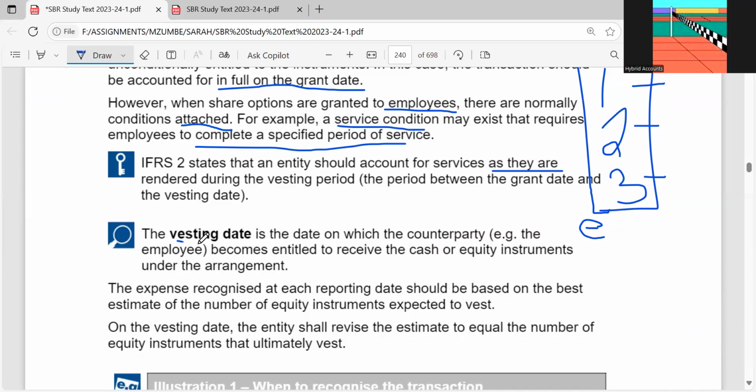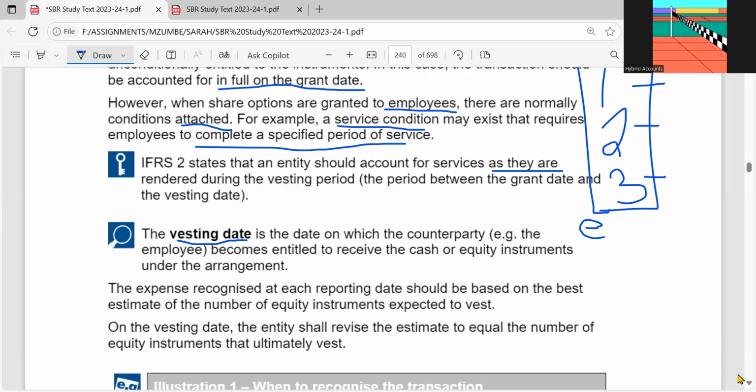This is the vesting date. I've spoken of it already, right? It is the date on which the counterparty becomes entitled to receive the cash or instruments. You have been told to work with the company for 3 years, and 3 years have elapsed. On the vesting date, you are now entitled to the share options, or whatever instruments were put in place, right? So the expense recognized at each reporting date should be based on the best estimate.